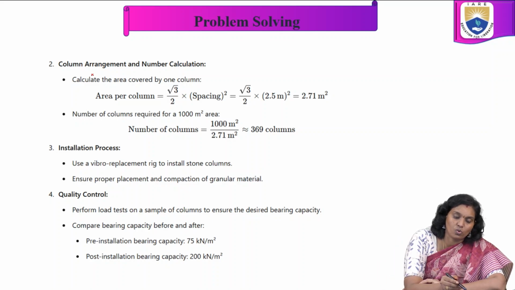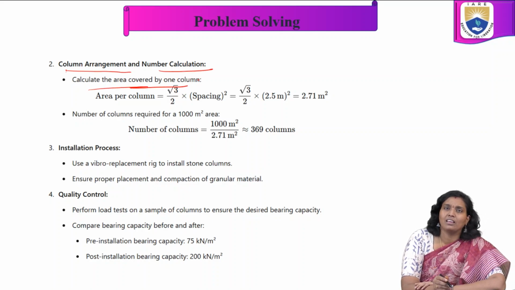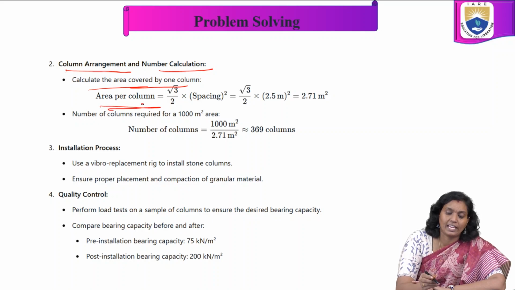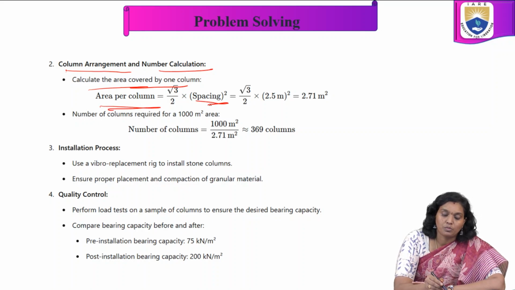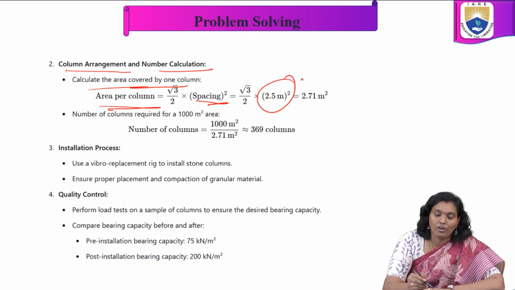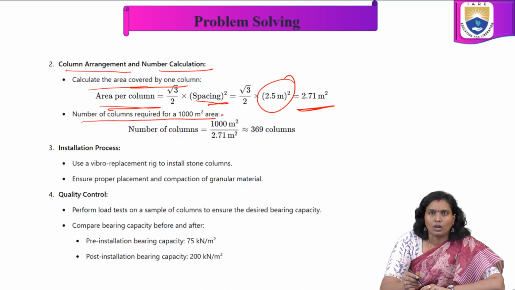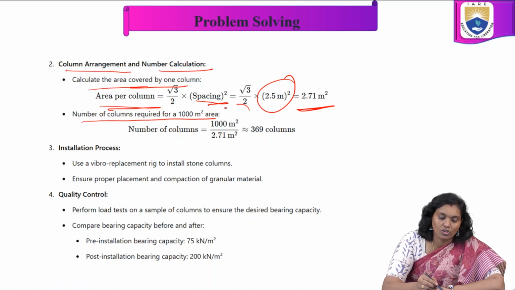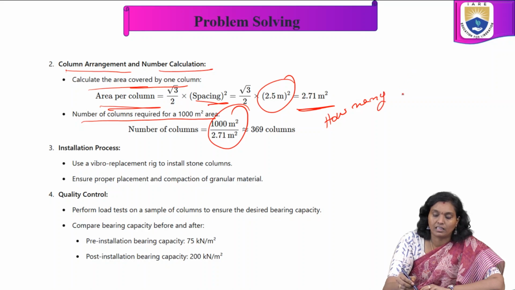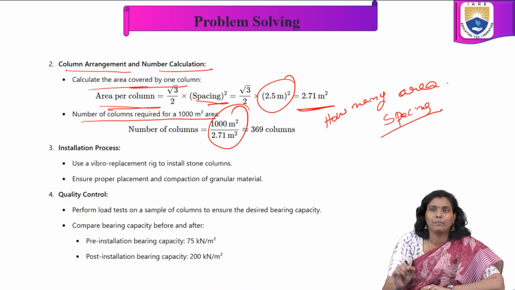So here in these stone columns, column arrangement and number of columns calculations. Calculate the area covered by one column. So the area per column is equal to root 3 by 2 times spacing squared, so root 3 by 2 times 2.5 meter squared. So this is the answer, 2.71 meter squared. In this, the number of columns required for a 1000 meter squared area, finally we will get how many columns are required for this work for getting the desired properties. It depends upon the area and how much spacing we have in between.